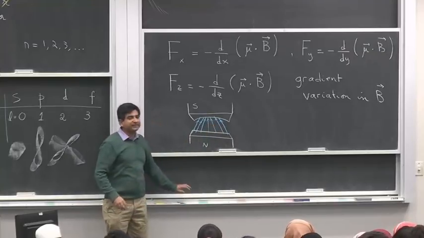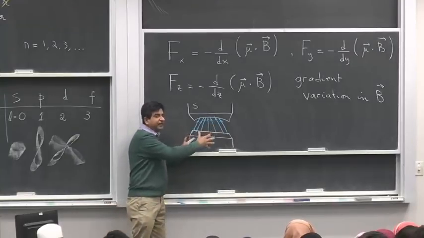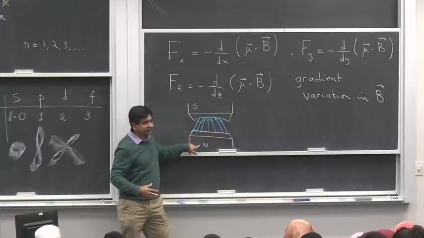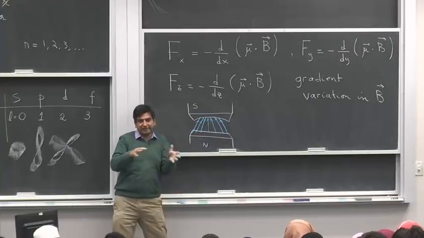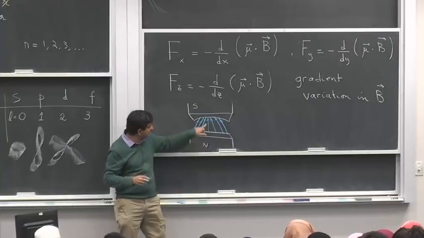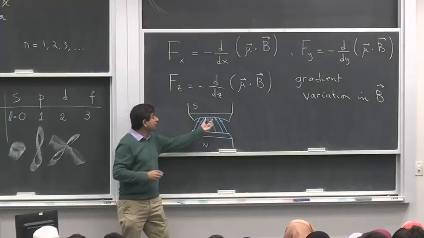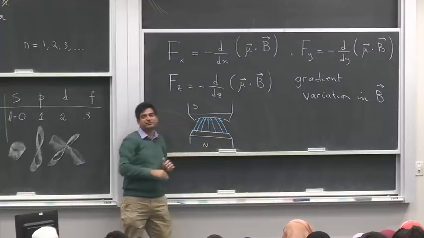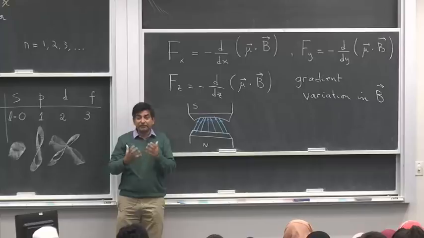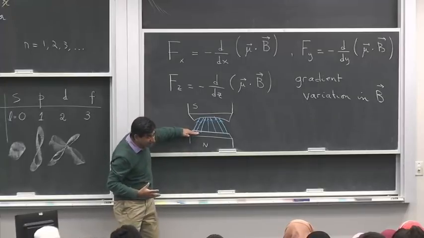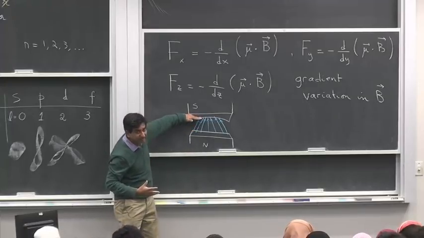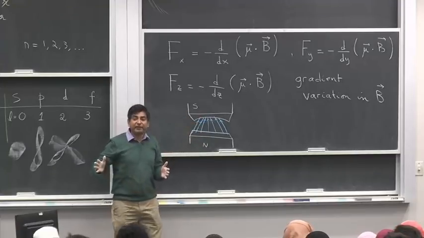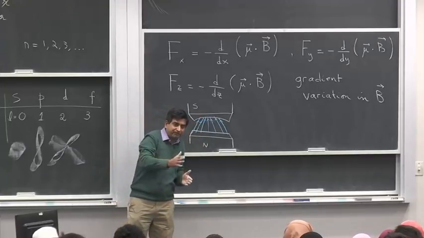So now if I look at this diagram, these field lines don't intersect. They are further apart near the North Pole and bunched together near the South Pole. So there are more field lines per unit area near the South Pole. So the field is stronger in this region, and it's weaker in this region. So there is a field gradient. The field is stronger here, and the field is weaker here. And as you go from the North Pole to the South Pole, the field strength decreases.